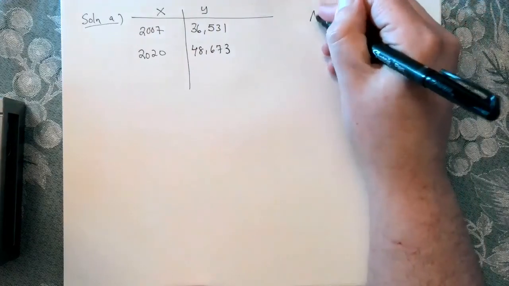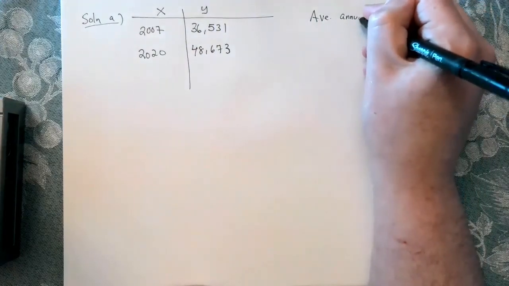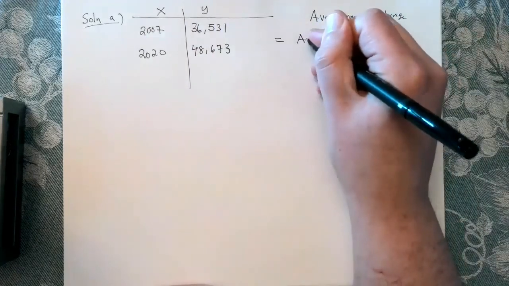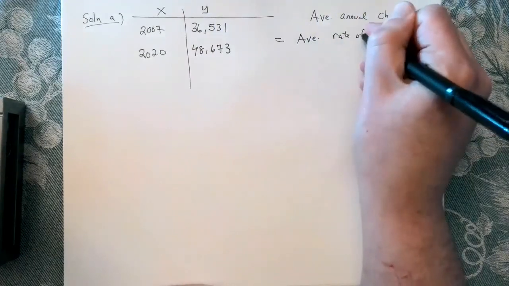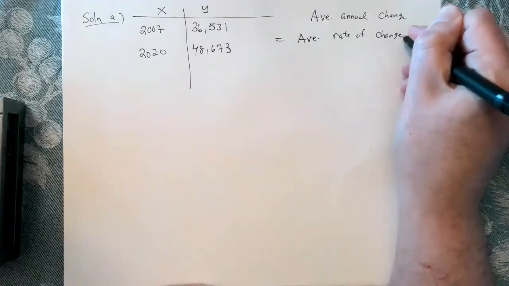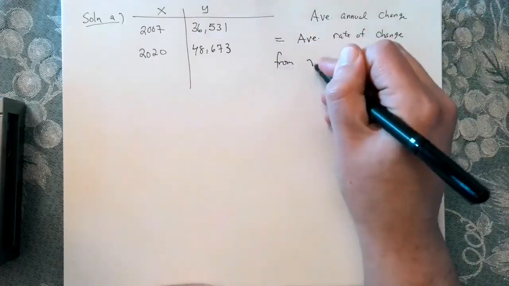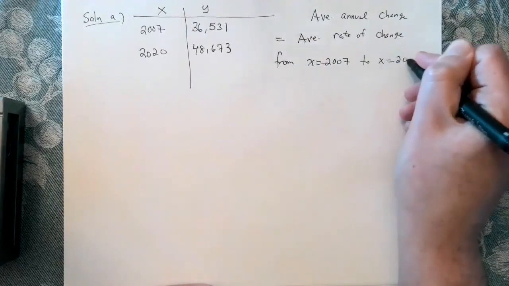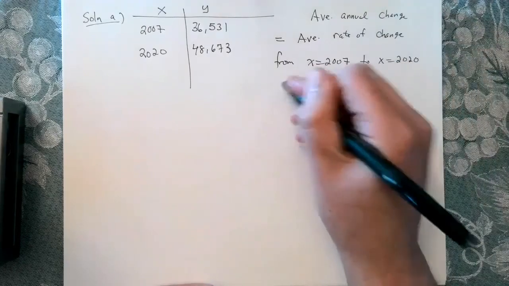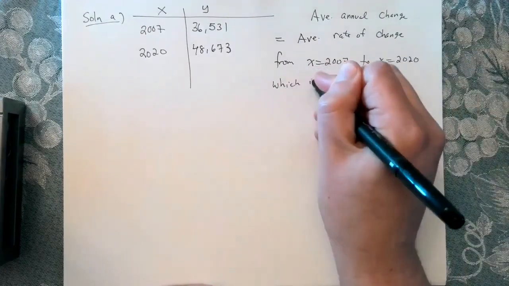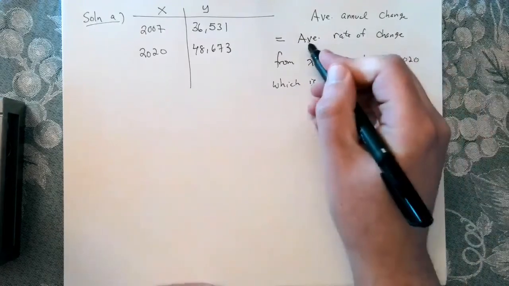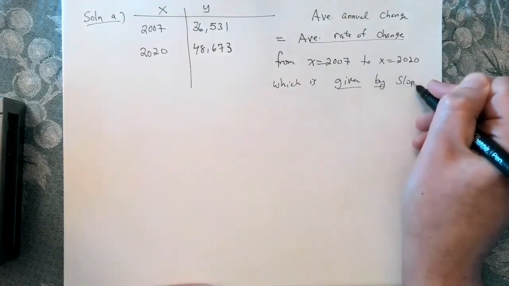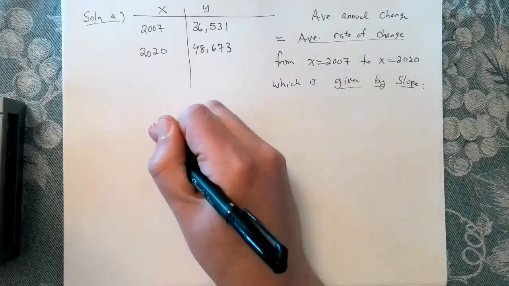And let's just note that the average annual change is equal to the average rate of change from X equals 2007 to X equals 2020. Well, that's given by the slope. So average rate of change is given by slope. So yeah, let's compute that.